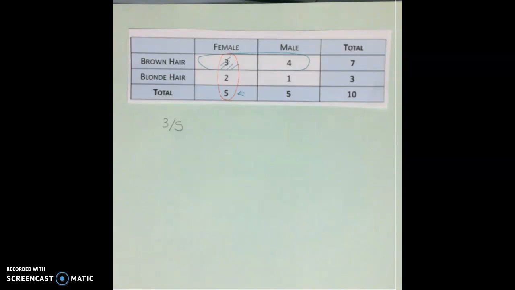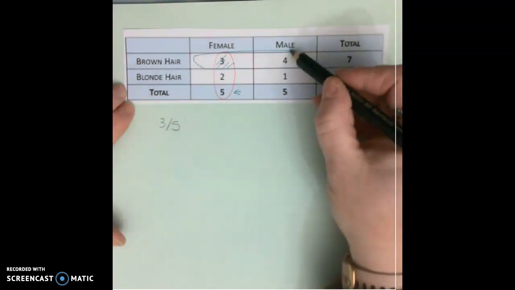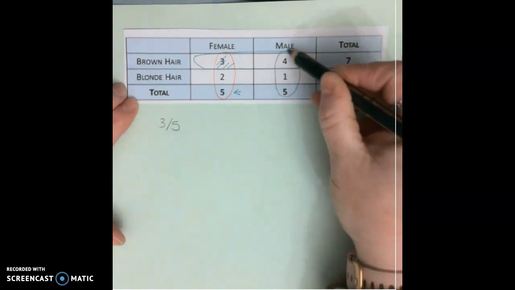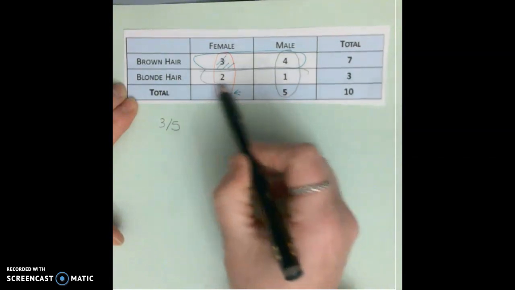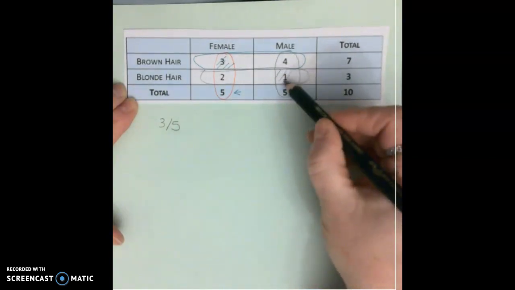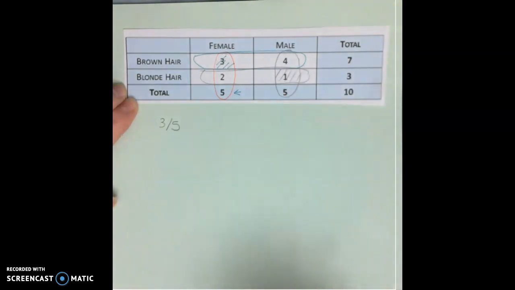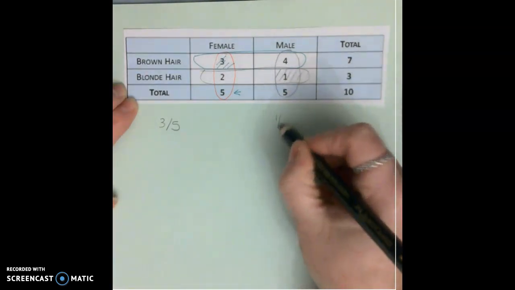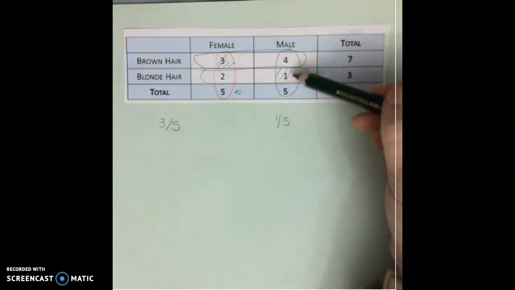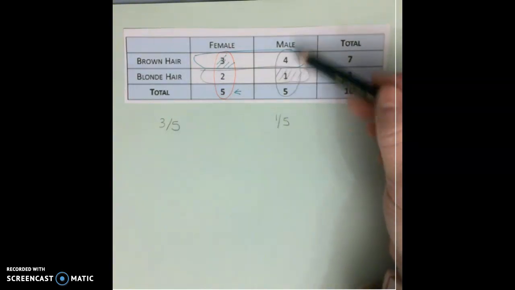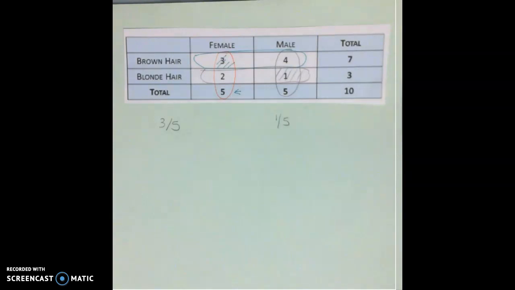Now, say for example, the question said, what is the probability that the person has blonde hair given that they are a male? In that question, the male category has been selected, so it's out of the males. And then the blonde hair. So again, it would be where the two cross. And again, you're looking at this total here because it's given that they are male, so it's from the male category. How many have blonde hair? Well, one man out of the 5 had blonde hair.